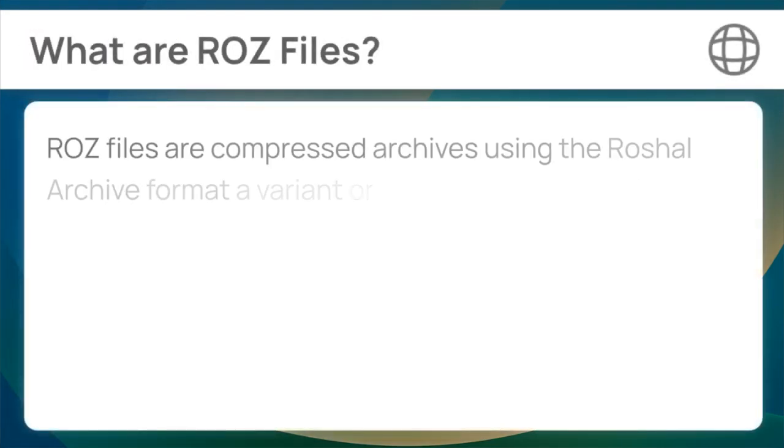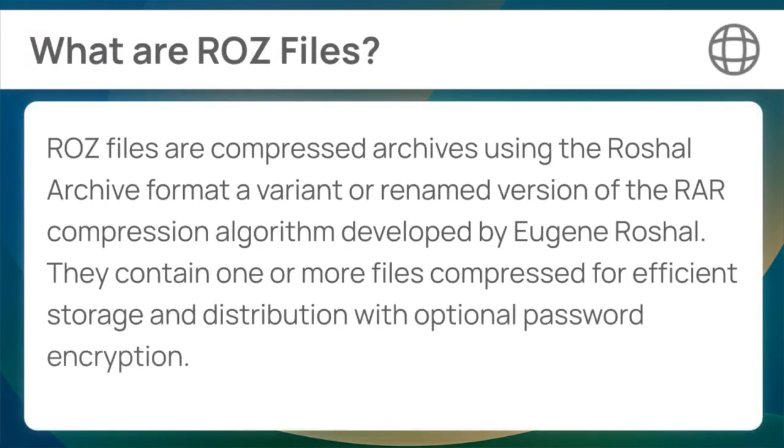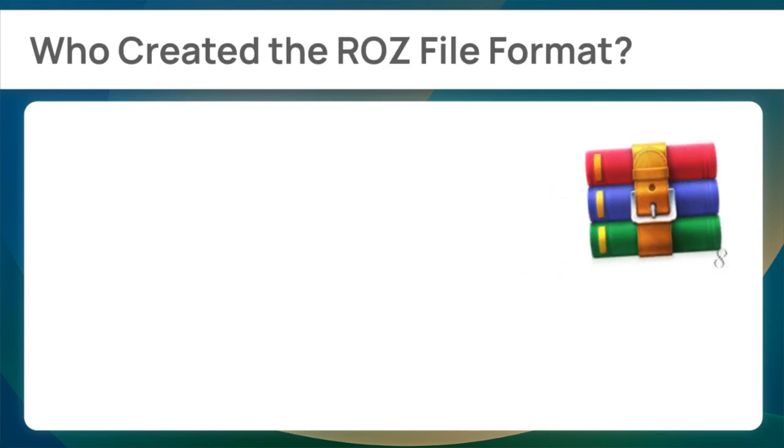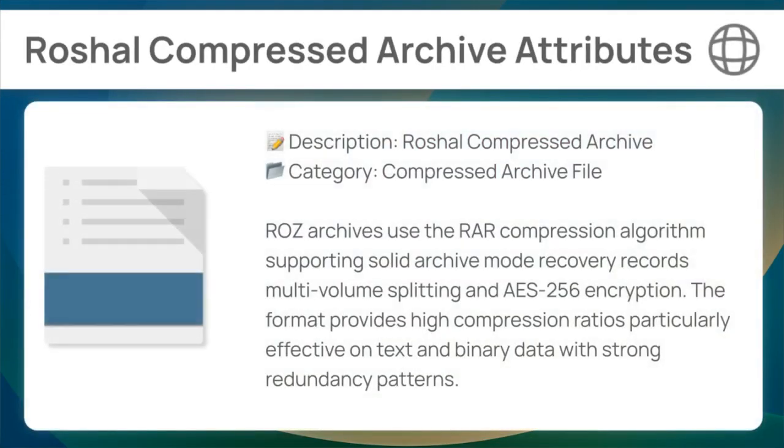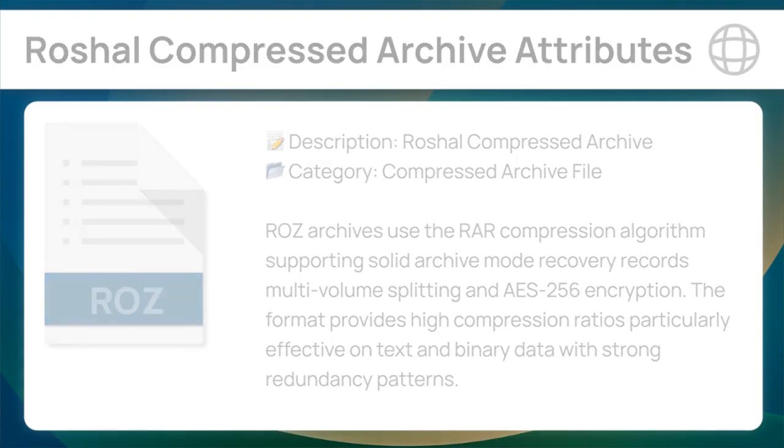ROZ files are compressed archives using the Roshal Archive format, a variant or renamed version of the RAR compression algorithm developed by Eugene Roshal. They contain one or more files compressed for efficient storage and distribution with optional password encryption. ROZ archives use the RAR compression algorithm supporting solid archive mode, recovery records, multi-volume splitting, and AES 256 encryption. The format provides high compression ratios, particularly effective on text and binary data with strong redundancy patterns.